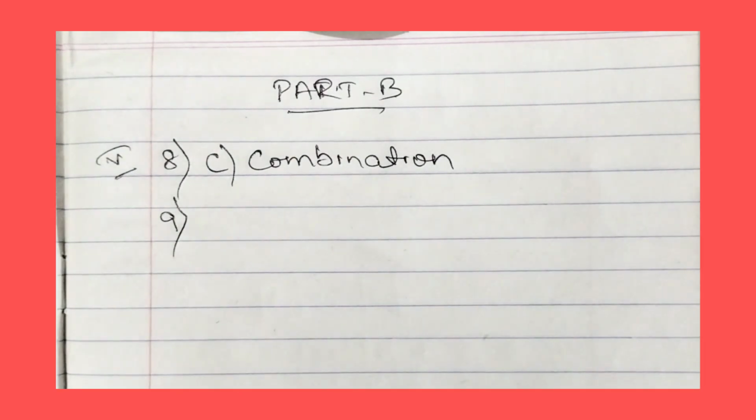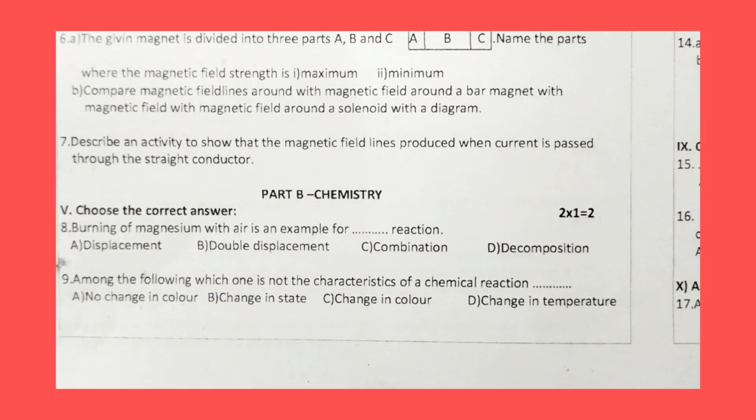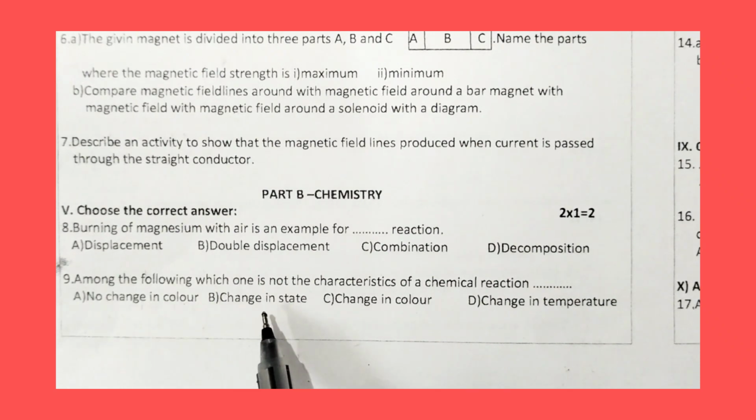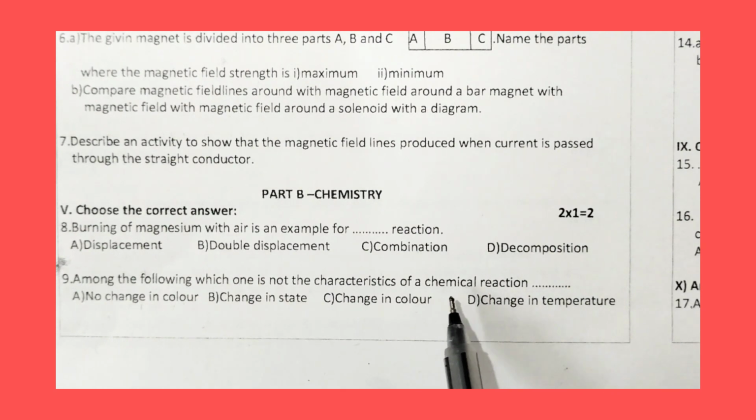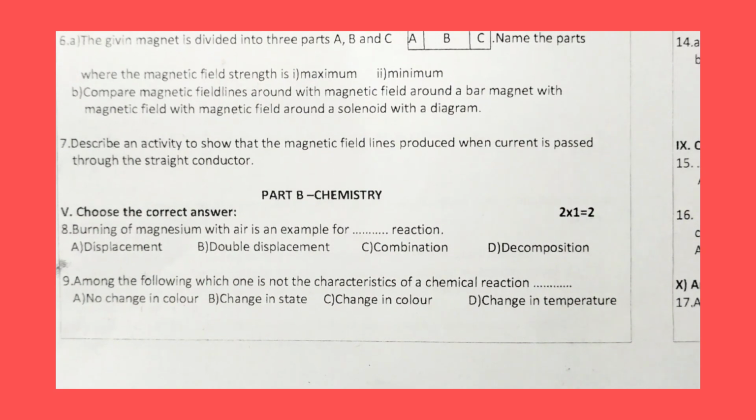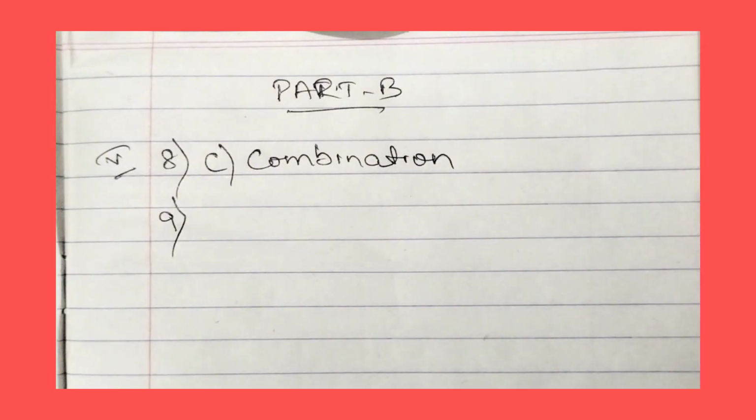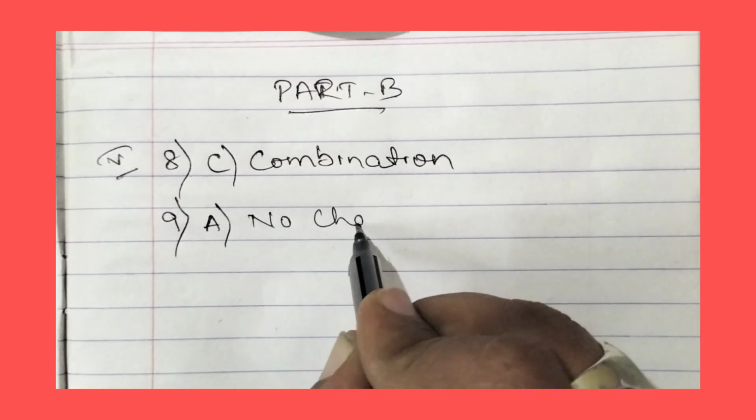Now let us move to the ninth question. So the ninth question is, among the following, which one is not a characteristic of a chemical reaction? No change in color, change in state, change in color, change in temperature. So when a chemical reaction takes place, there may be change in state, change in color, change in temperature. So here the option 'no change in color' they have given. So this is not a characteristic of a chemical reaction. So for the ninth one, the right option is option A, no change in color.